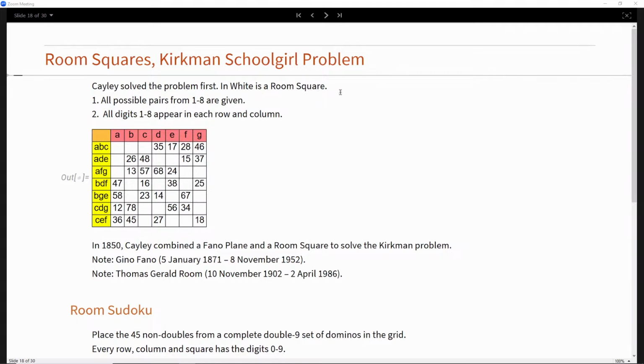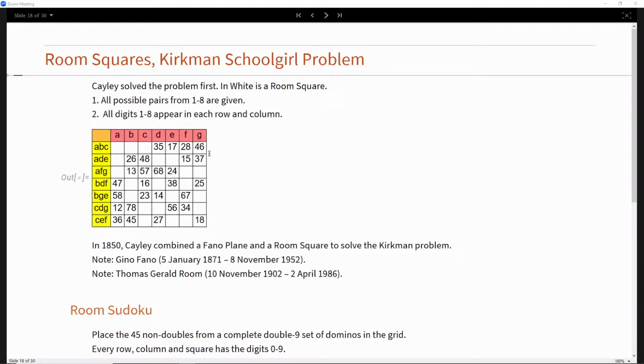So what is a room square? In white, we have a room square. All possible pairs from 1 to 8 are given. For example, here's 1, 2, here's 1, 3, 1, 4, 1, 5. Basically, the complete set of 1 to 8 dominoes without doubles is in this square somewhere. 1, 8 over here. Also, in each row and column, the numbers 1 to 8 appear. For example, this has 1, 2, 3, 4, 5, 6, 7, and 8, and this one also has 1, 2, 3, 4, 5, 6, 7, 8.